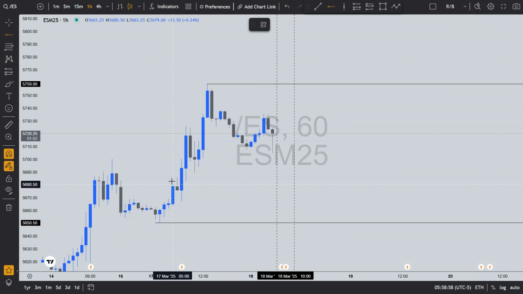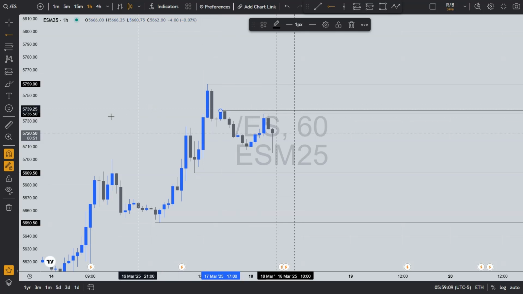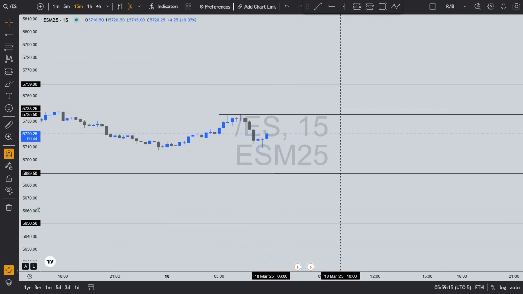Alright, that's the one that's been broken. We got a high here, and we have a low here. We got another high here. Alright. Drop down to the 15-minute. Look at market structure.